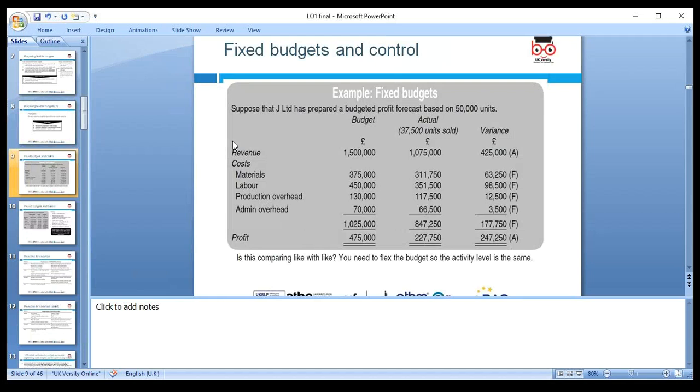So let's look at this example. We've been given a budgeted unit of 50,000. If we do a budgeted unit of 50,000, our cost is 150,000.